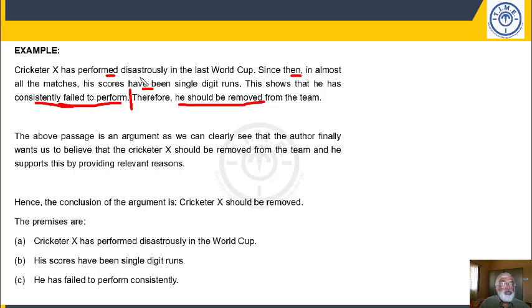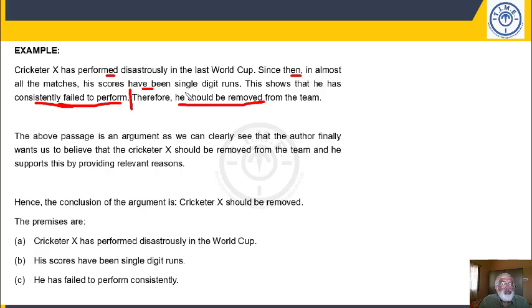What are these? Performed disastrously, and since then only single-digit runs. These are premises. Okay. So the conclusion is that he should be removed. The premises are cricketer X has performed disastrously. His scores have been single-digit runs. He has failed to perform consistently. No, he has consistently failed to perform is not the same thing as he has failed to perform consistently. He has always failed to perform is an understanding.